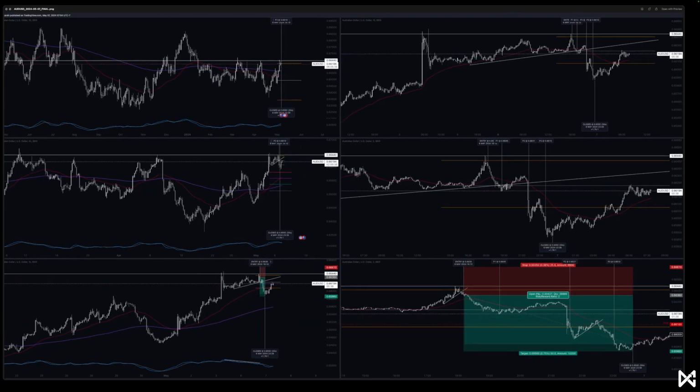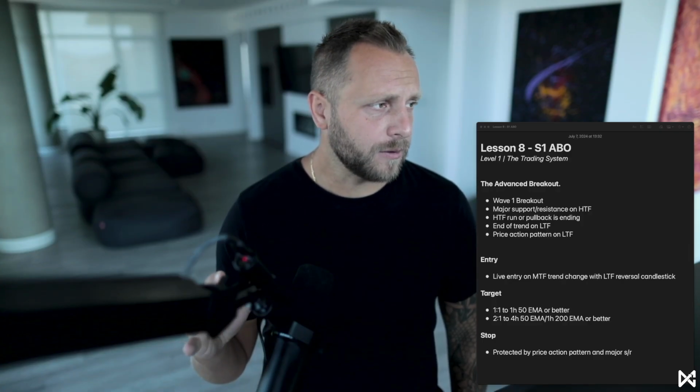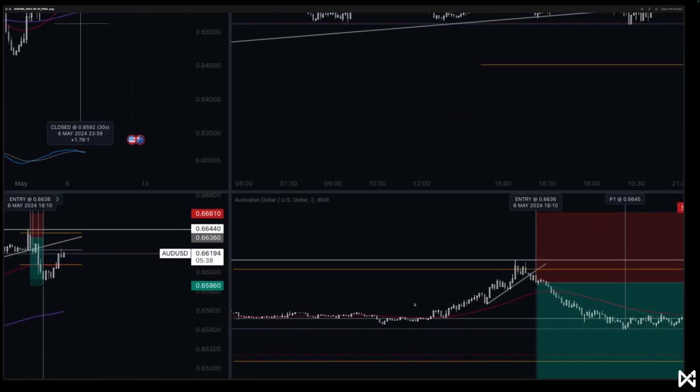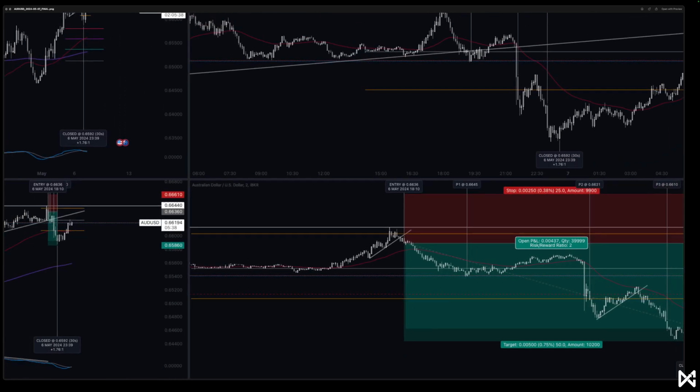Now entry, right? When we're talking about it, it's live entry on a micro time frame trend change with a lower time frame reversal candlestick, right? So what does that look like? To me, as the 1 hour chart right here was hitting that level, the 2 minute in this case looked like it was trending up: breakout, pullback, run, pullback, run, pullback, run, hits resistance, dies at resistance, breaks the trend.